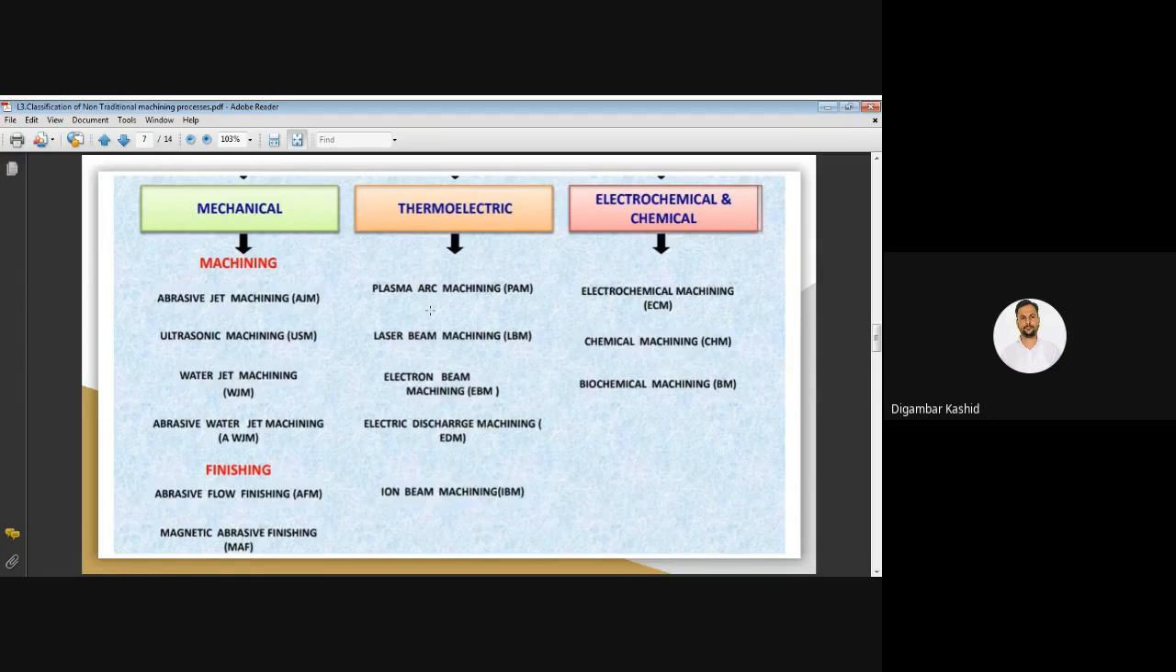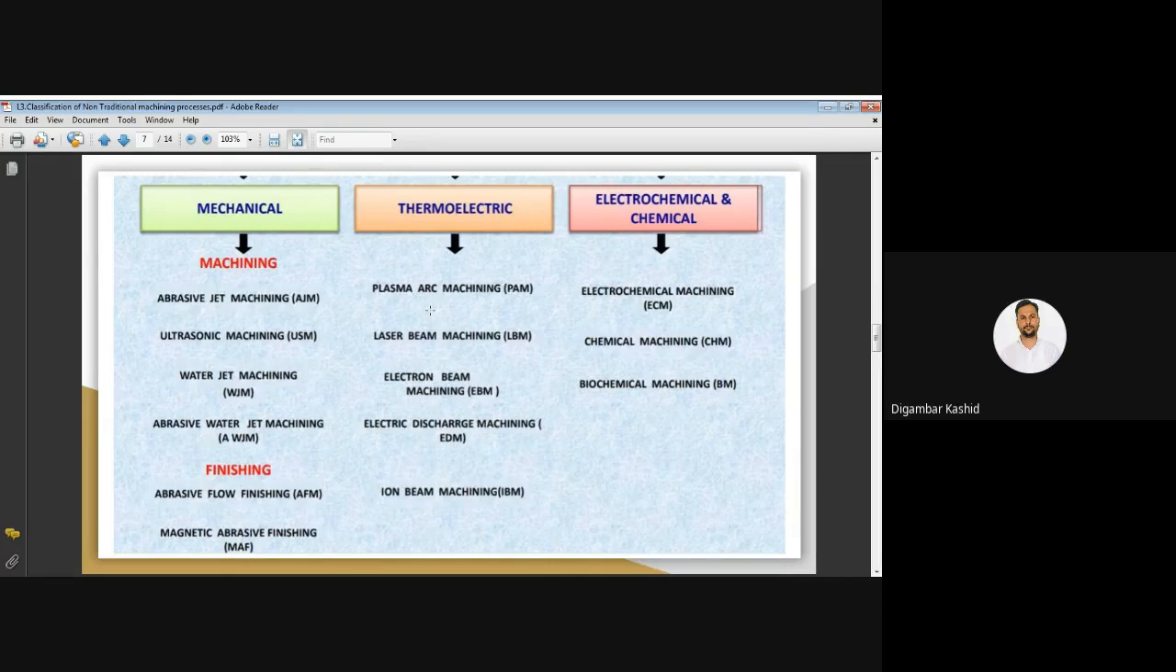Okay, so that is a process which is capable of machining metals economically as well as accurately, and this process is widely used for machining hard and tough metals, but the metal should be electrically conductive. So that is about EDM.